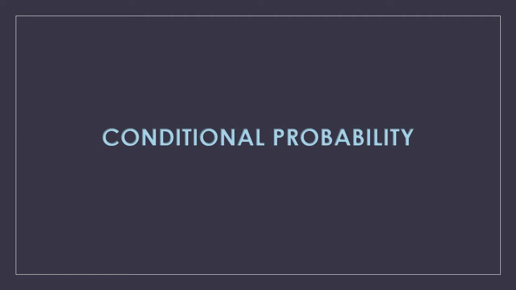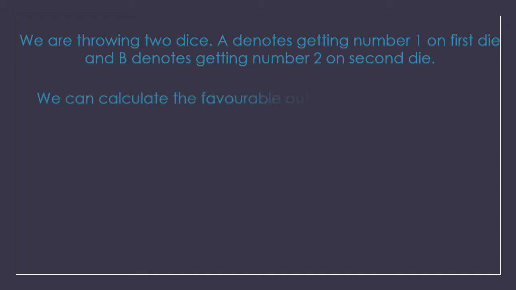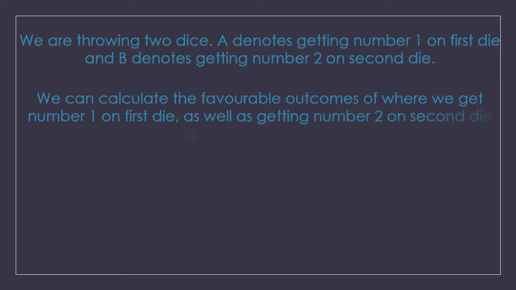Now, what is conditional probability? Before that, let's see an example where we actually need to use conditional probability. Let's assume that we are throwing two dice. A denotes getting number 1 on the first die and B denotes getting number 2 on the second die. Now, let's assume that we are calculating the probability. So we can easily calculate the favorable outcomes of getting number 1 on the first die, as well as the favorable outcomes of getting number 2 on the second die, and we can find the probability using the total outcomes.